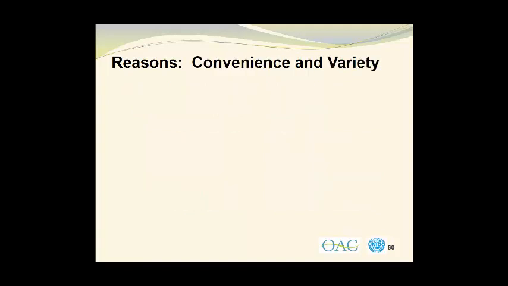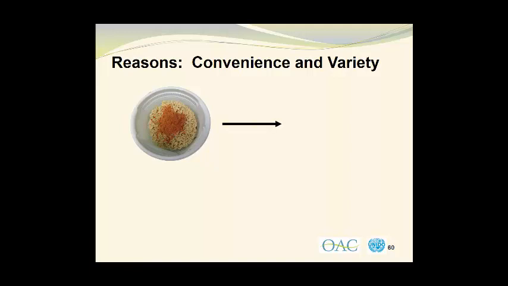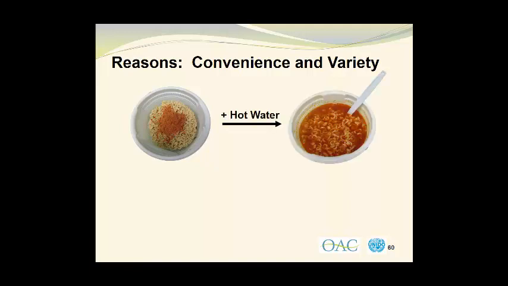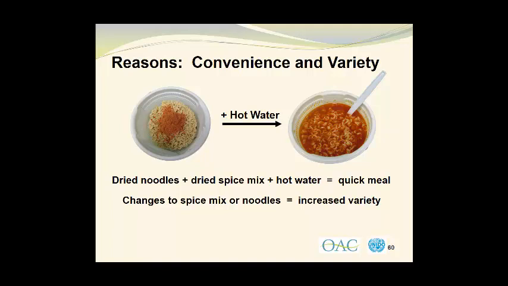Convenience and variety are also important aspects of the drying process. Here we see some dried noodles and a dried spice mix. If we add hot water and stir the mixture, we end up with a quick, tasty meal. So dried noodles plus dried spice mix and hot water will give us a quick meal. If we make changes to the spice mix or to the noodles, we can increase the variety of this particular product.